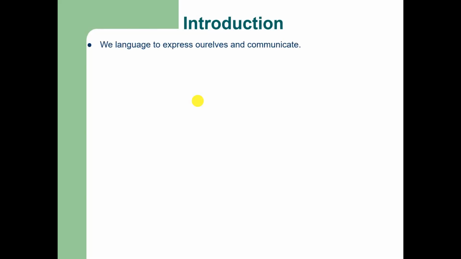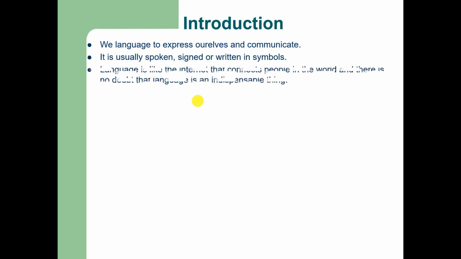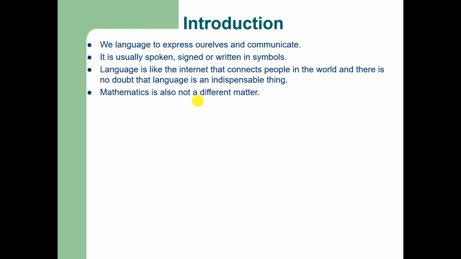We, as human beings, use language to express ourselves and to communicate with others. Language is usually spoken, signed, or written in symbols. We can also think of language as the internet connecting people in the world, and it is an indispensable thing. Without language, we won't be able to express ourselves and to communicate with others. Mathematics is also not a different matter in this connection, and it has its own language. And the language of mathematics makes it easy to express its thoughts.